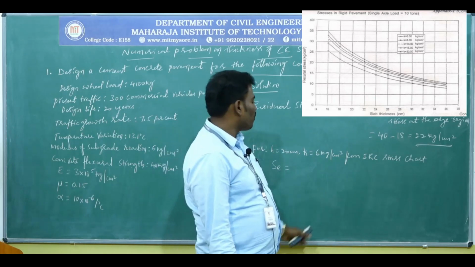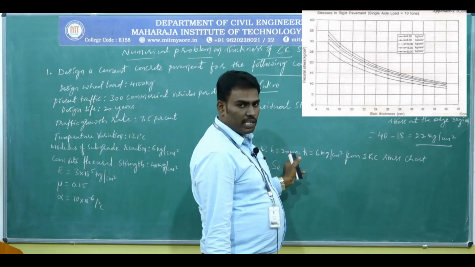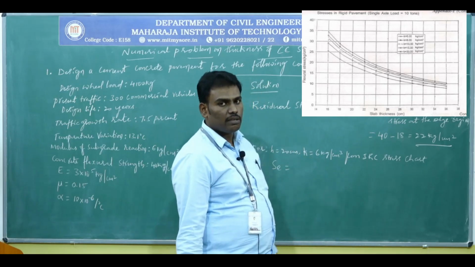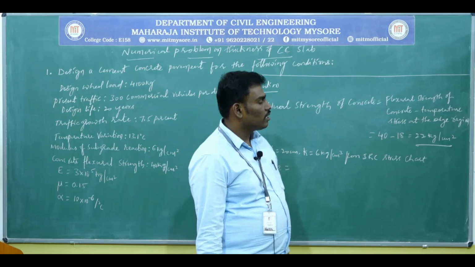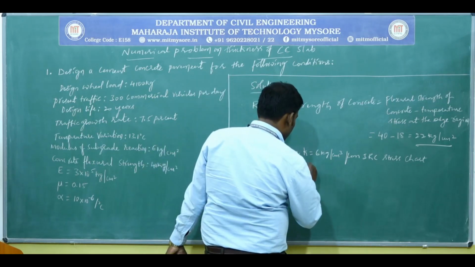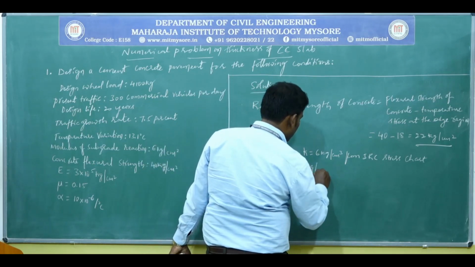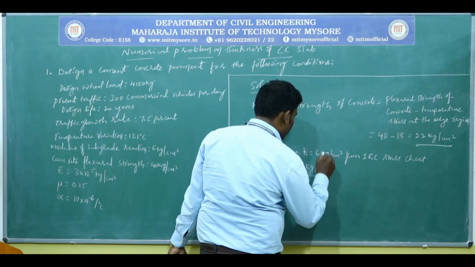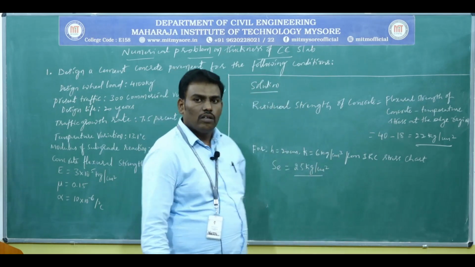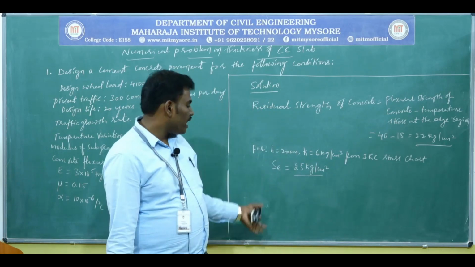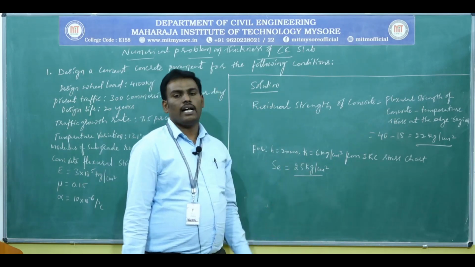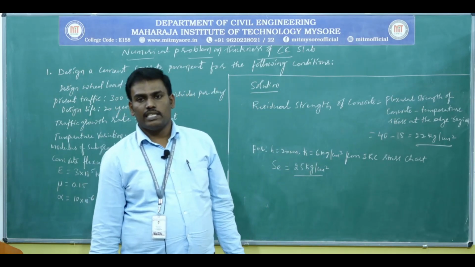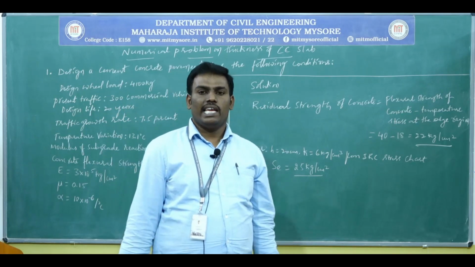How much is it for 20 centimeter thickness and 6 kg per centimeter cube? It's about 25 kg per centimeter square. 25 kg per centimeter square is the edge load stress, that is the wheel load stress at the edge region.